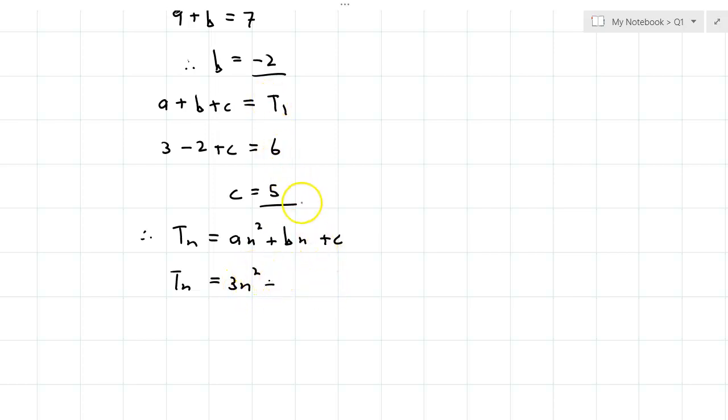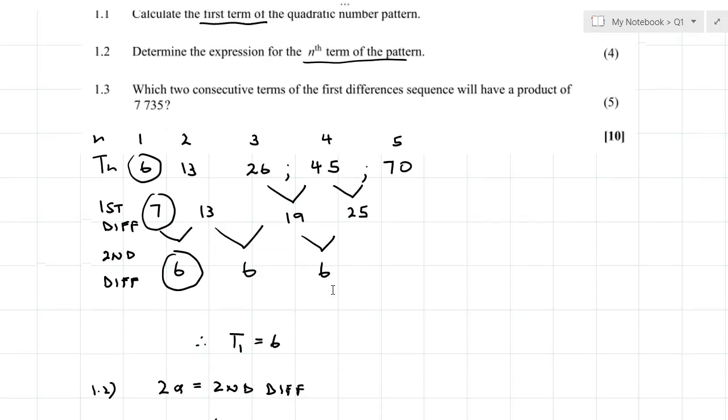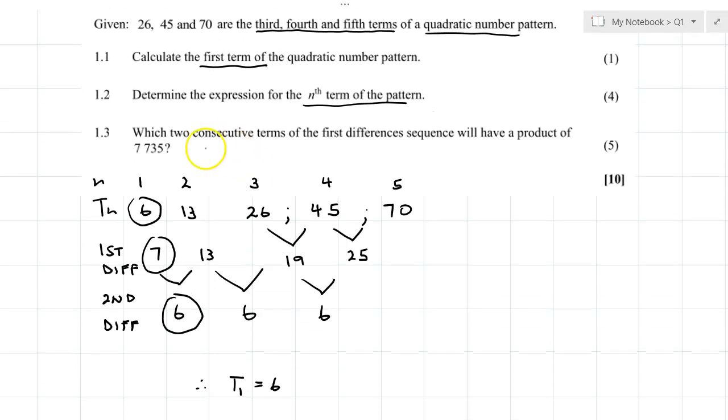And we've got B is negative 2, so let's write that down, minus 2n, and C is 5, so that's plus 5. Then it says, which two consecutive terms of the first difference will have a product of 7,735.